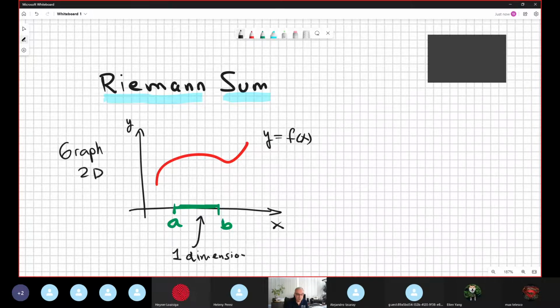Now you make a partition. This is the idea of the Riemann sum. In this case, it's called delta x, because the partition is on the x-axis. You can make partitions not necessarily of the same width, but normally, to simplify, you create constant width, divided by n, and n represents the number of partitions.